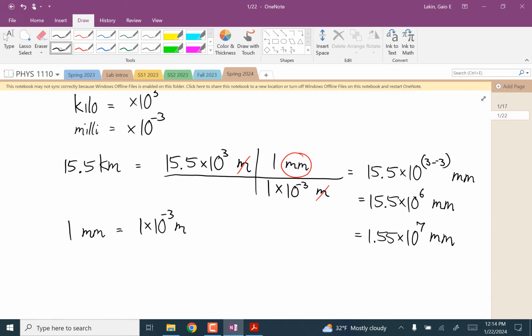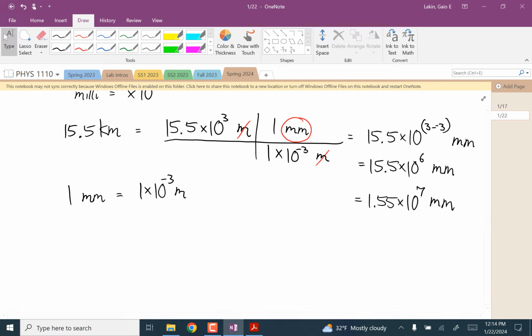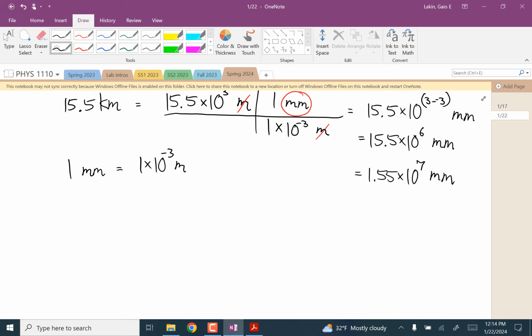Okay. Well, now that we're done talking about units, conversion, scientific notation, we're going to go on to really, in a way, the first physics topic. And that is particle kinematics in 1D.